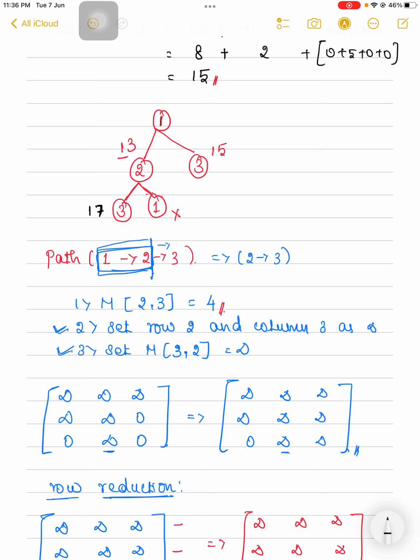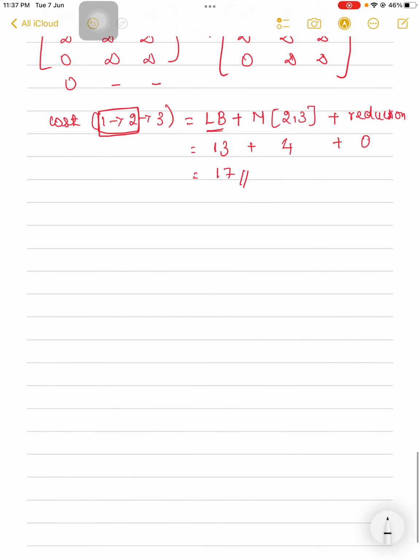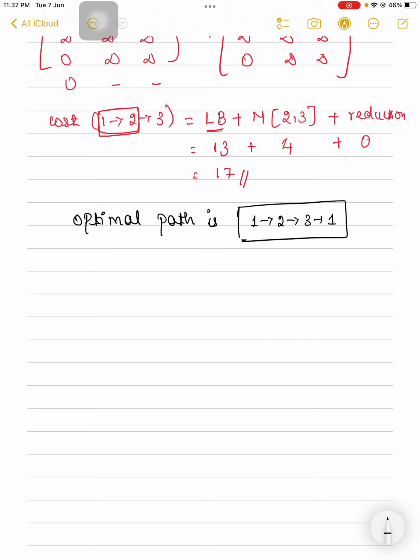Then from 3, we have visited all the vertices, vertex 1, 2 and 3. After 3, there is no more new vertex to visit. So after visiting all the vertices, it is supposed to move back to the source vertex only. So we have visited all the vertices exactly once with the minimum cost of 70. So the optimal path is 1 to 2 to 3 to 1. This is the optimal path with the minimum cost of 70.